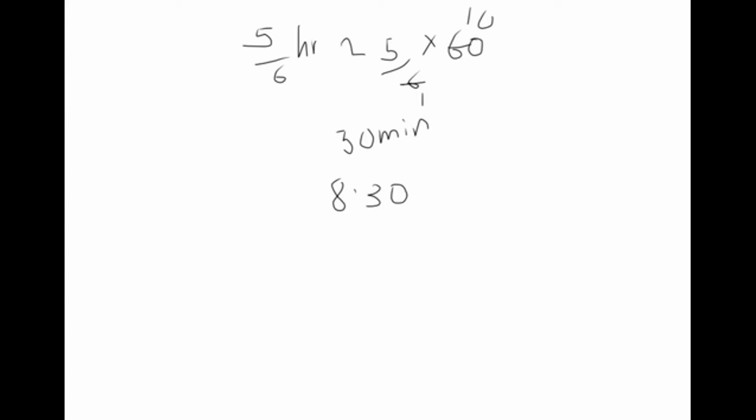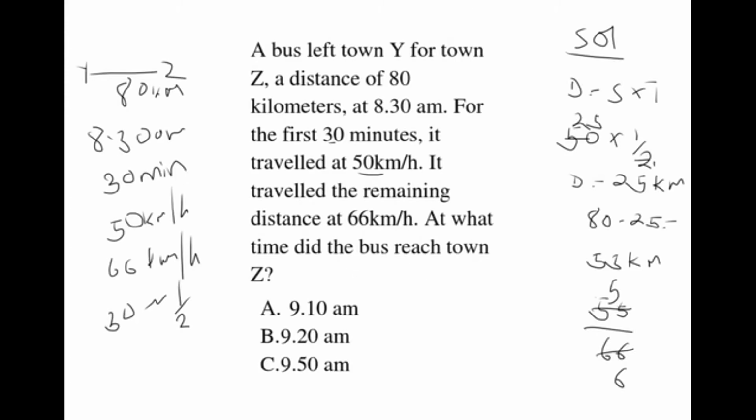Add 30 minutes. Here we get 60, we write 0, 0, we carry 1 here, here we shall have 9. Then we add these 50 minutes. 0, 5, 9. So it arrived at 9:50 a.m., which is choice C.